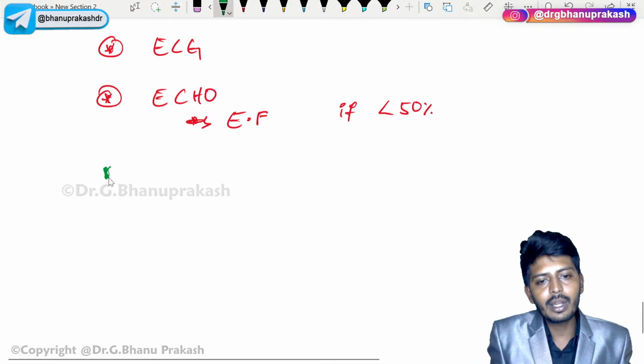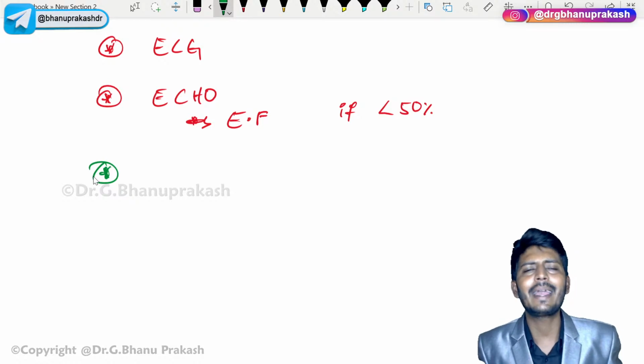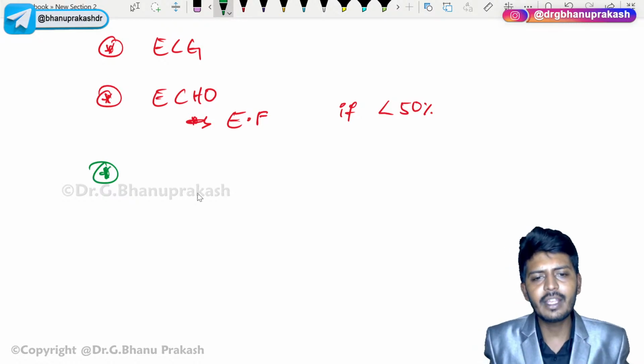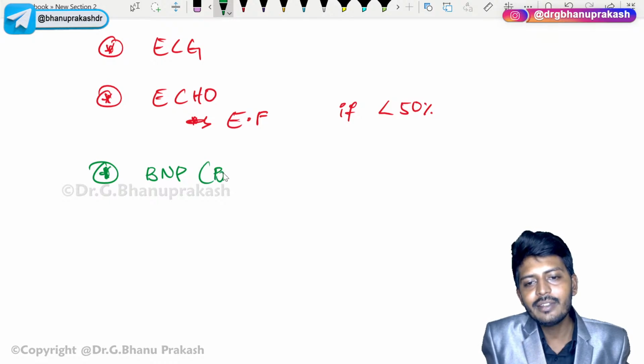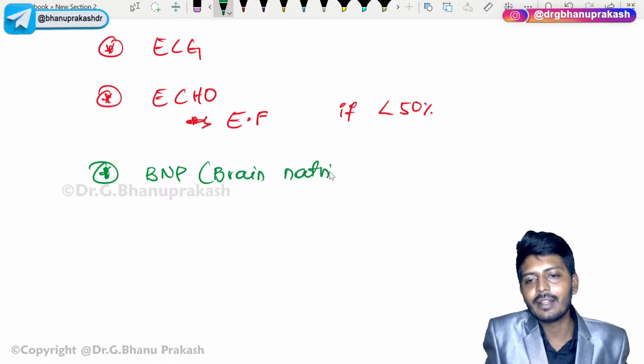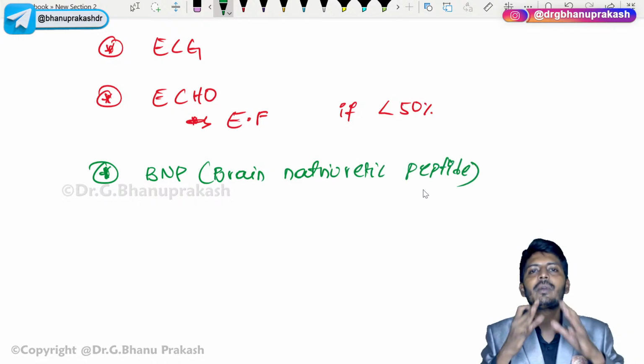One of the most important, previously multiple times tested topics, that is your BNP levels. What is that called? BNP levels. What is this BNP level? Brain natriuretic peptide levels. So what is this brain natriuretic peptide? Just listen to me very carefully.